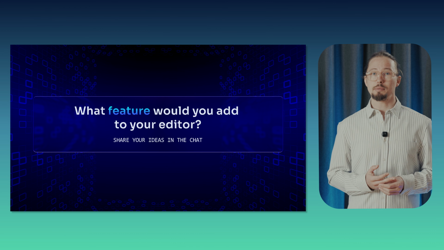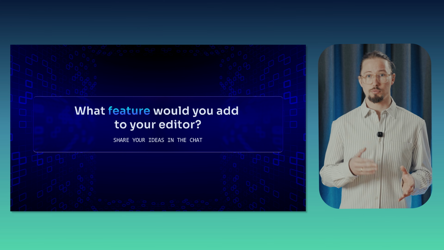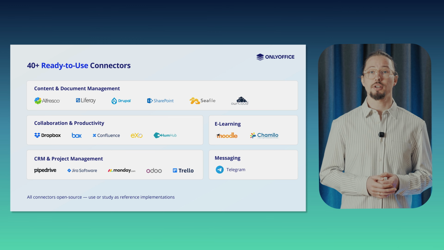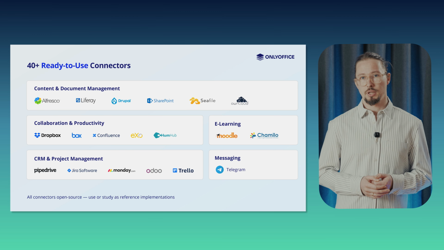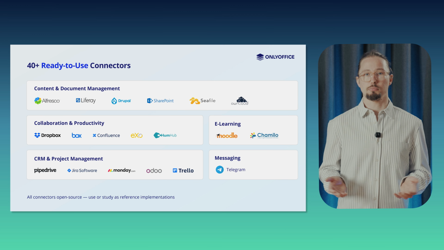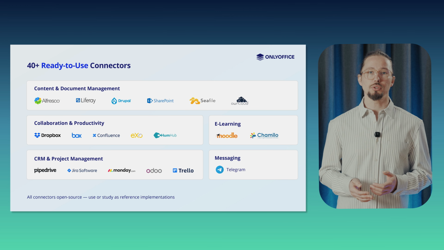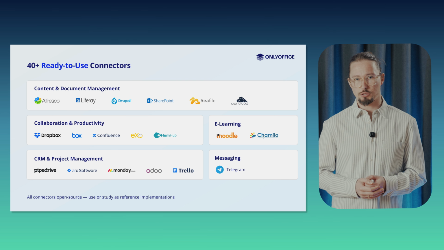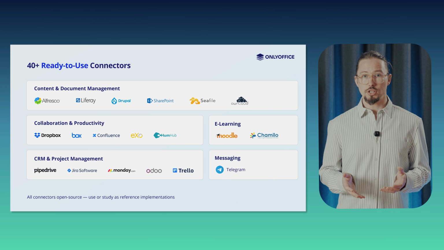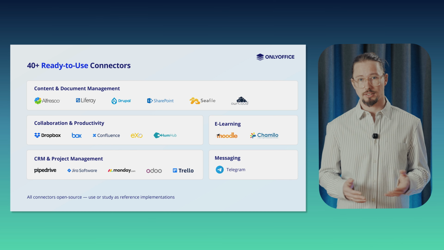So far, we've looked at embedding editors and extending them. Now let's talk about connecting them to the platforms your users already work in. OnlyOffice maintains over 40 official connectors for popular platforms. Content management systems like OwnCloud, Seafile, Alfresco, collaboration platforms like Confluence, HumHub, and Liferay, e-learning systems like Moodle and Chamilo, CRM and project management tools like Odoo, Jira, Pipedrive, Trello, and Monday, cloud storage like Box and Dropbox, even a Telegram bot for editing documents inside a chat.